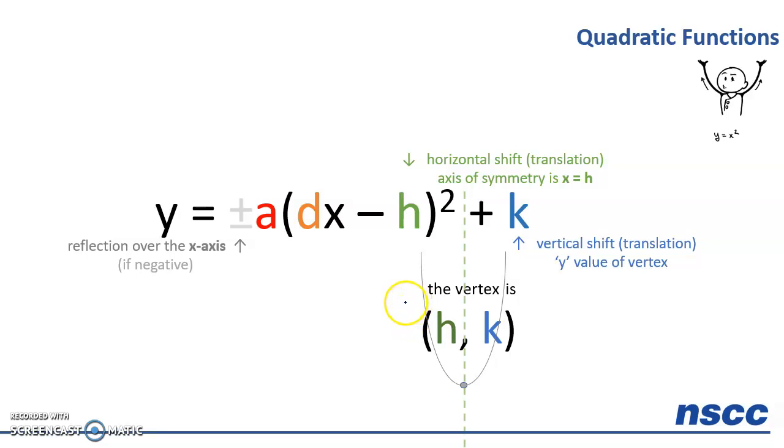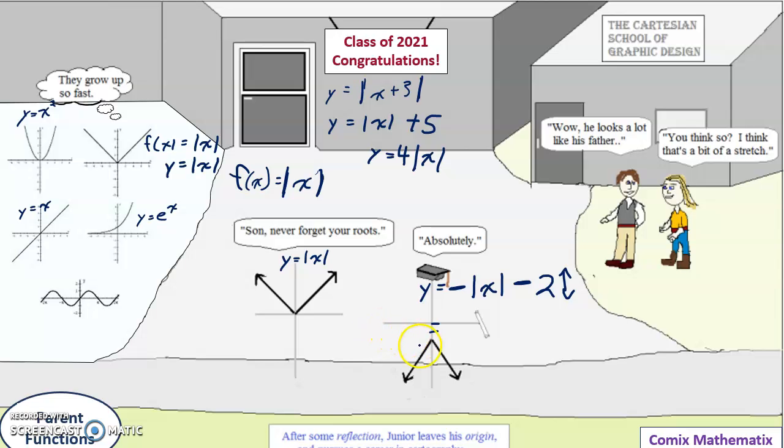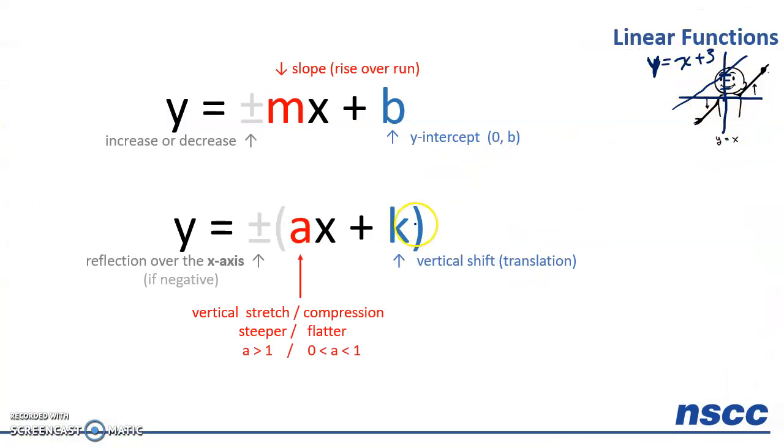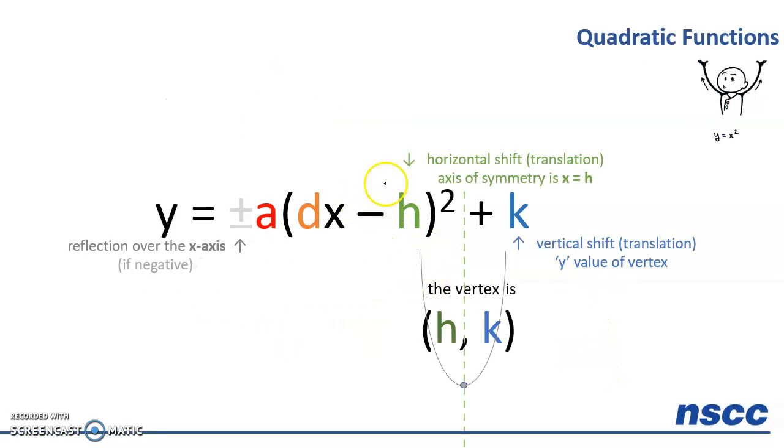In the example of the absolute value one, he went down 2. He went down 1, 2. That was the vertical shift going down instead of up. In this example, the vertical shift went up. So that vertical shift is telling you if you're going up or down. If it's negative, it's going down. If it's positive, it's going up. Very straightforward.